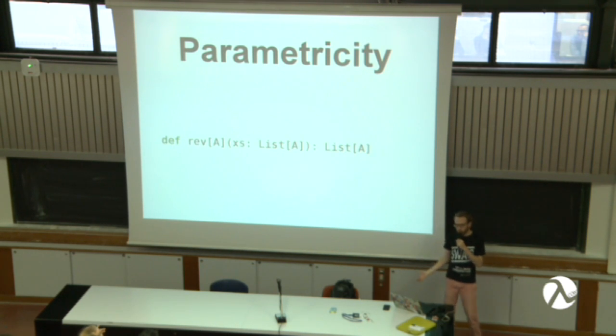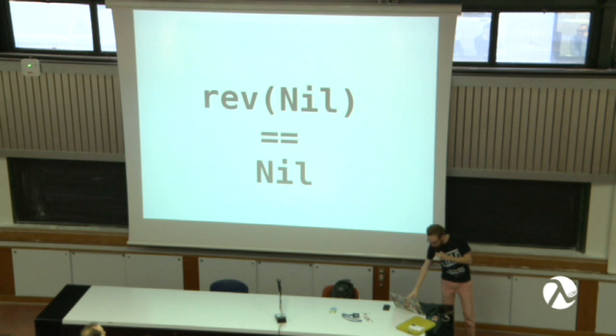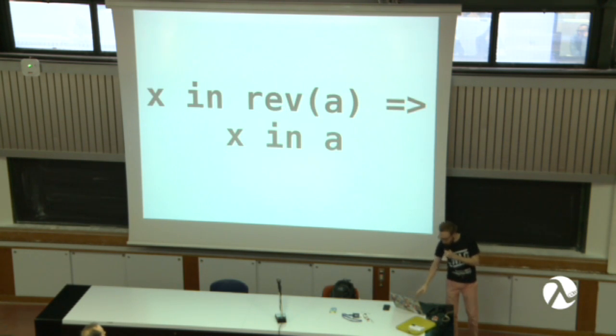But even though you don't have only one behavior, you can still get interesting properties. For instance, for a function from list of A to list of A, you have certain properties. If you give it an empty list, you will get back an empty list. And more generally, if there is a value which is present in the result, then you know for sure that this value was in the parameter. Because you don't know anything about the type A, you can't construct arbitrary values of type A. The only values you can produce have to be in the parameter.